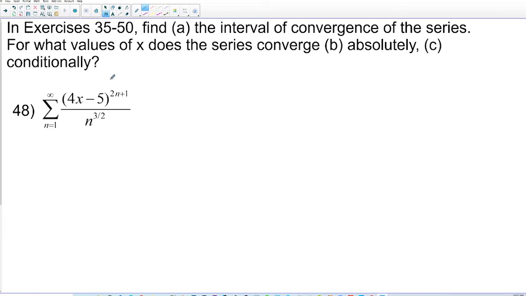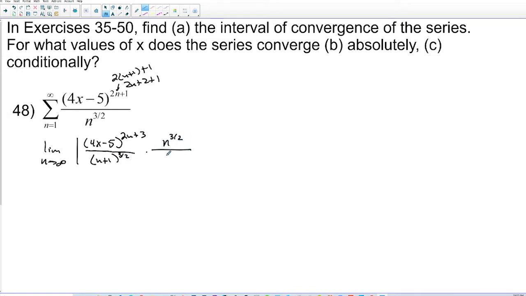Same instructions for this one. This is not geometric, so let's do the ratio test again. We have the limit as n approaches infinity of absolute value of 4x minus 5. And if we plug n plus 1 in for n here, we get 2 times n plus 1 plus 1, so 2n plus 2 plus 1. So this is going to be 2n plus 3 over n plus 1 to the 3 halves, and then times n to the 3 halves over 4x minus 5 to the 2n plus 1.